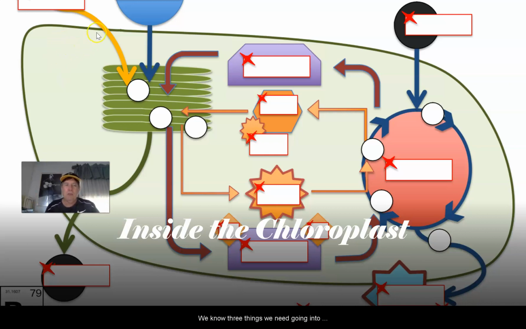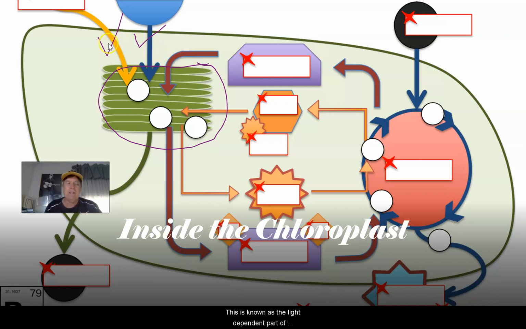We know three things we need going into photosynthesis and two things we know we need to come out. So in this case, we have sunlight, we have water, and they are going into the thylakoid, okay? This is known as the light-dependent part of photosynthesis. Now, the sunlight and the water go into the thylakoid, and two main things are coming out.